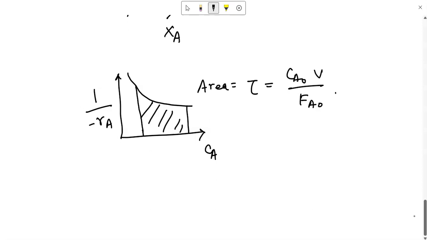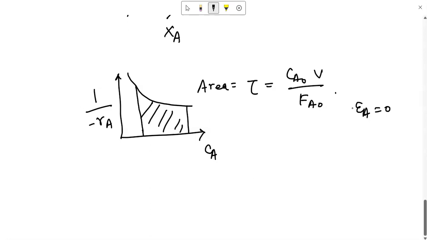Now, like I said, for systems where the density is changing, it is more convenient to use the conversions. But for systems where the density remains constant, that is epsilon A equals 0, you would not have to worry so much that you should use conversions only. You can also go ahead with the concentration directly.